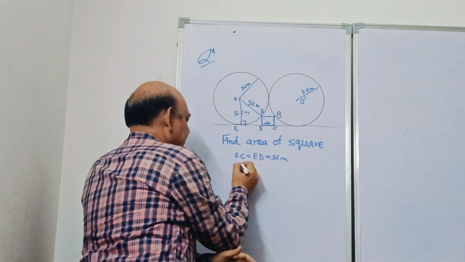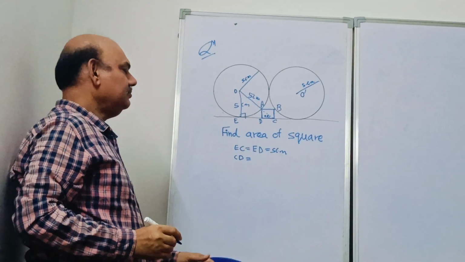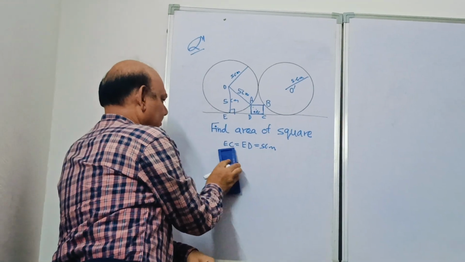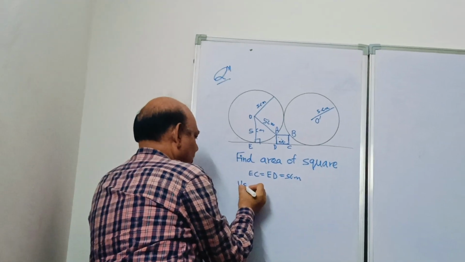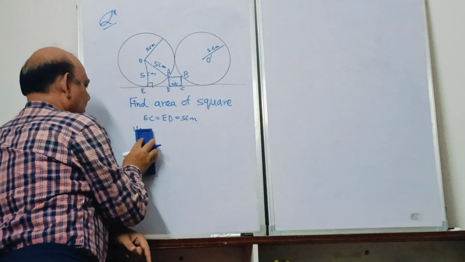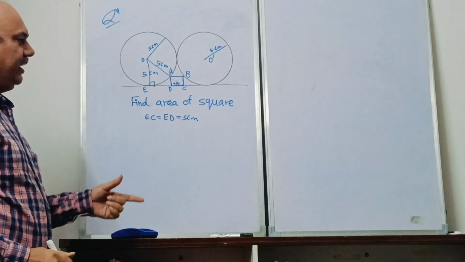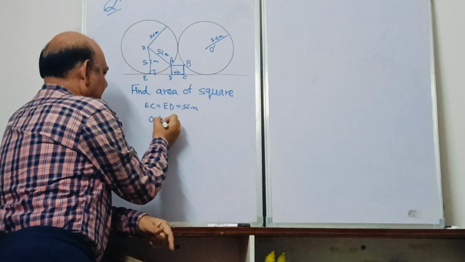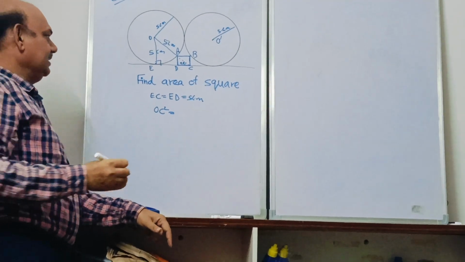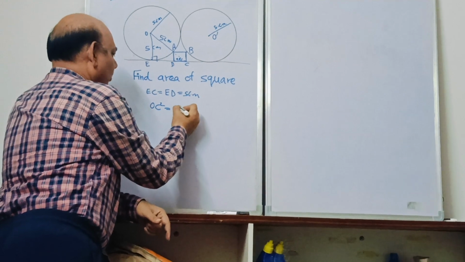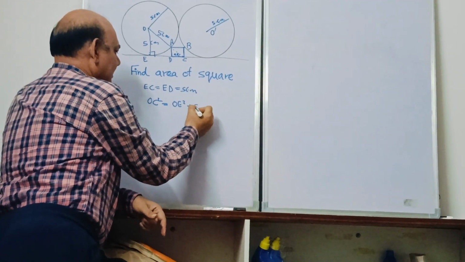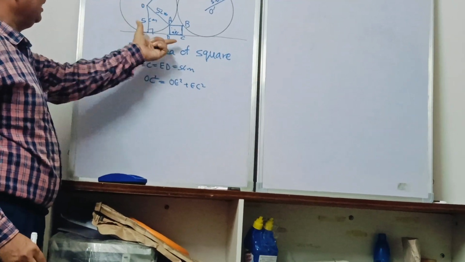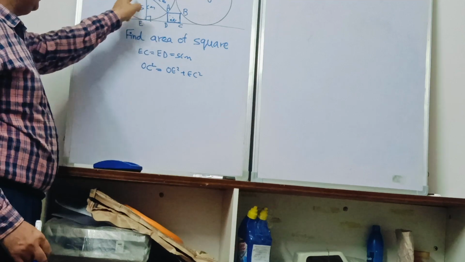Now CD. What about CD? Use your Pythagoras theorem. What happens? The square of this, means OC square, the square of the diagonal, is equal to OE square plus EC square. Very simple. The square of this is equal to the square of this plus the square of this, because it is a right angle.